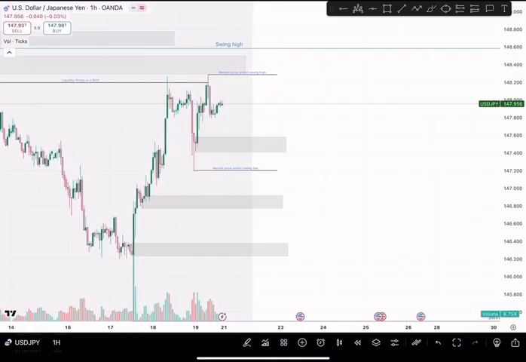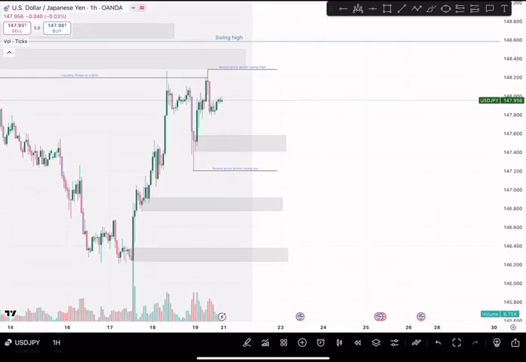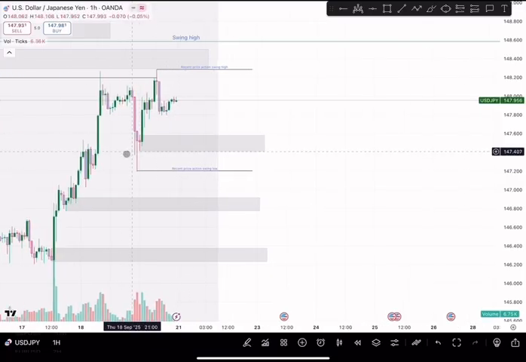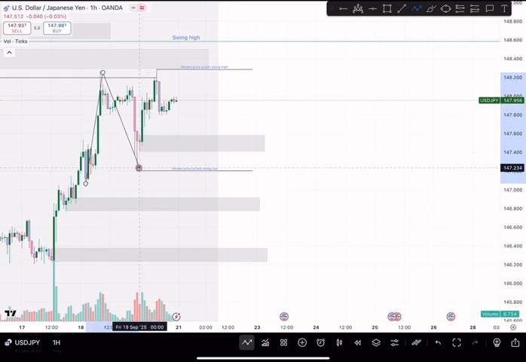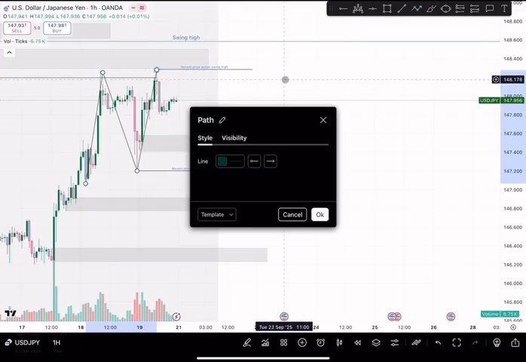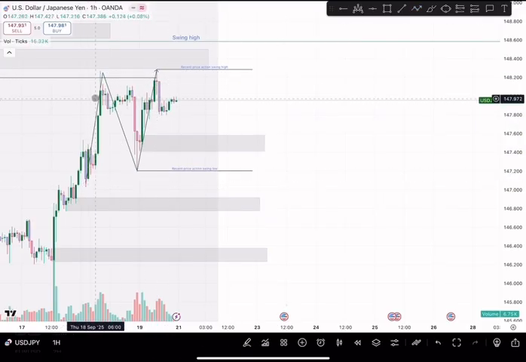On the 1 hour as well, this is where I marked out the recent price action swing high and the recent price action swing low. So what this is, we could see where this was an uptrend. Let me mark it out. So this was an uptrend, then it came back down, then it goes up here, right?